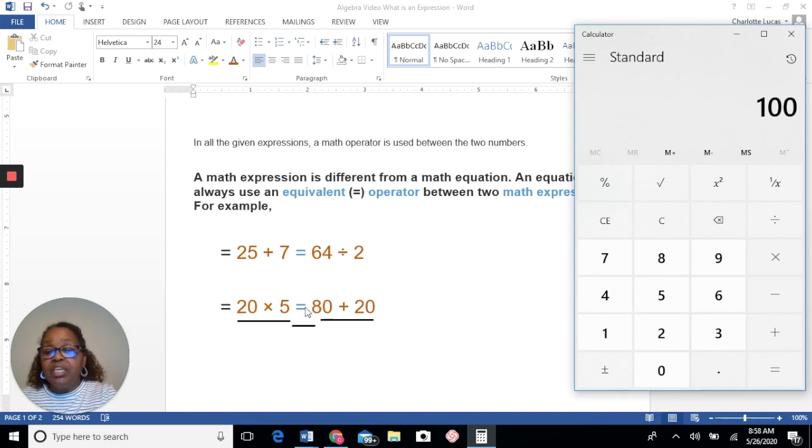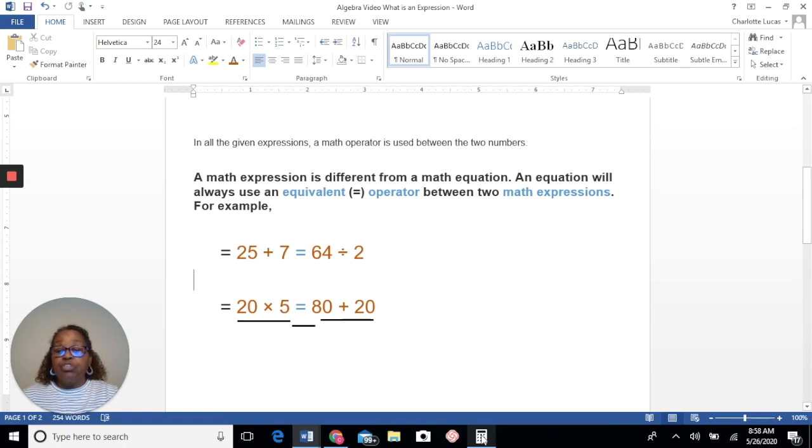So if you have an equal sign, the expressions on each side must have the same answer. Whatever the expression is, it must have the same answer. So now we have examined what's the difference between an expression and an equation. An expression is two numbers with an operation in the middle. An equation is two expressions together with an equivalent operator in the middle. Whew, that's a lot of definitions this morning.